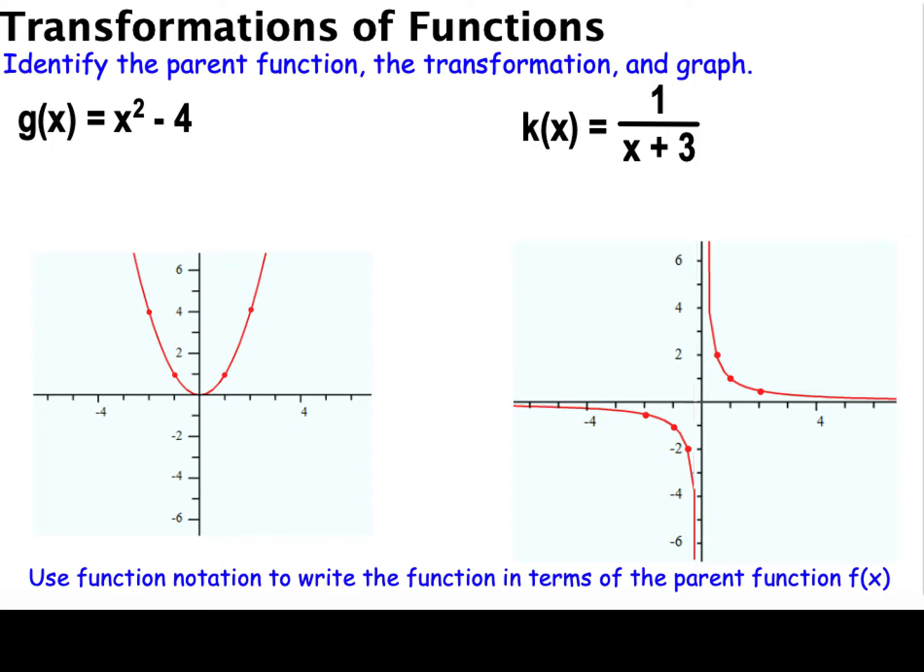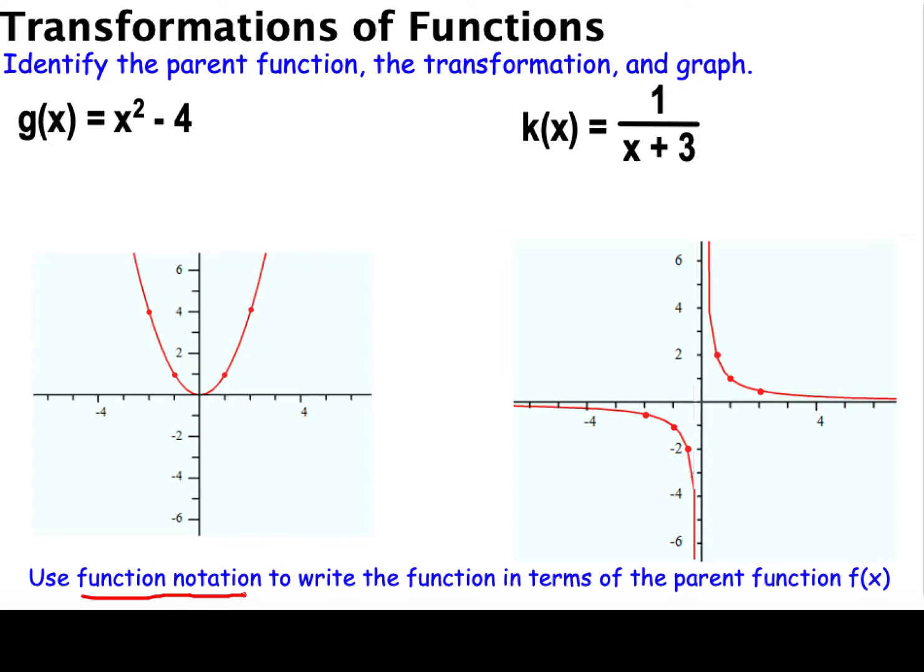Identify the parent function, identify the transformation from the parent function essentially, and then also make a graph. And then down at the bottom, we're also going to talk a little bit about what we call function notation to write the function in terms of the parent function. And I'll show you that's a pretty quick and simple process once we've done these other parts.